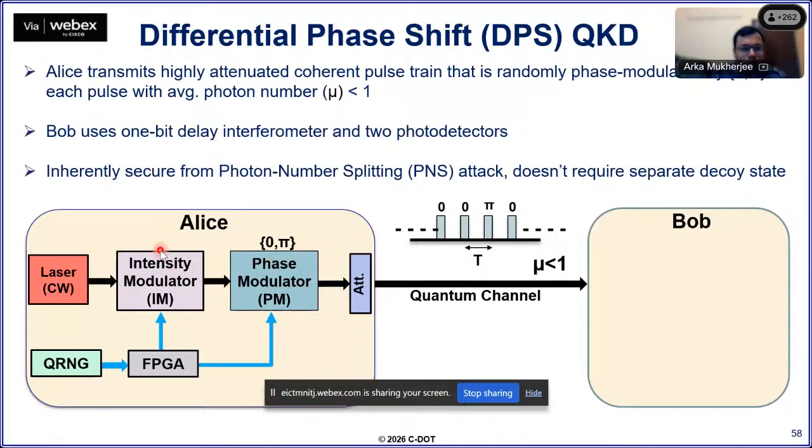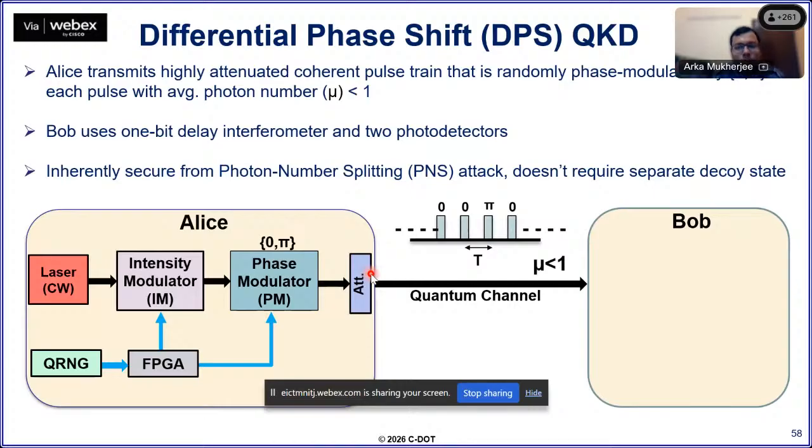So this is the Alice architecture: there is a laser followed by an intensity modulator. The intensity modulator will prepare the pulses like this, and then the phase modulator will be responsible for generating the phases like 0 and pi, modulating the phases on these pulses. Typically the repetition rate is around 1 gigahertz, and then it is highly attenuated to have a mean photon count of on average 0.2.